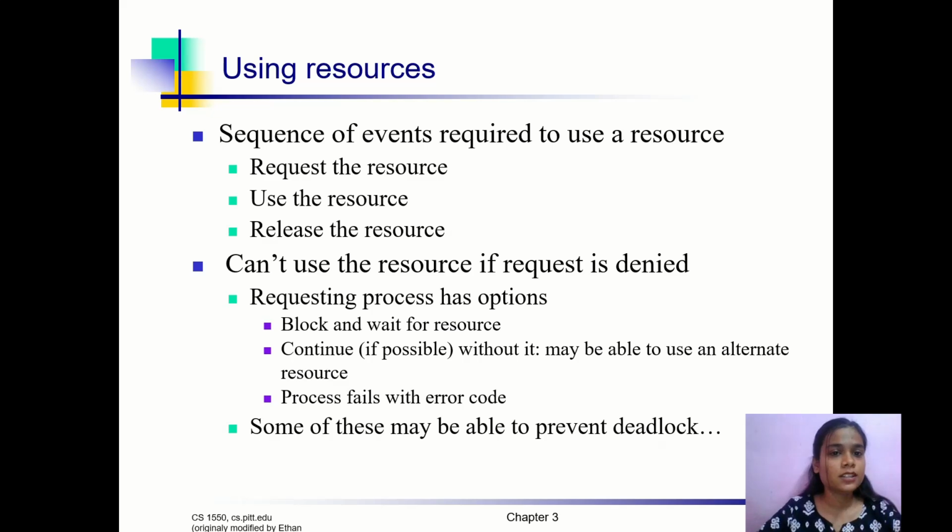Here is how resources are used. The sequence of events required to use a resource is: request the resource, use the resource, and release the resource. You cannot use the resource if the request is denied. The requesting process has options like blocking and waiting for the resource, continuing if possible without it, or possibly using an alternate resource. Third, the process fails with an error code. Some of this may be able to prevent deadlock.